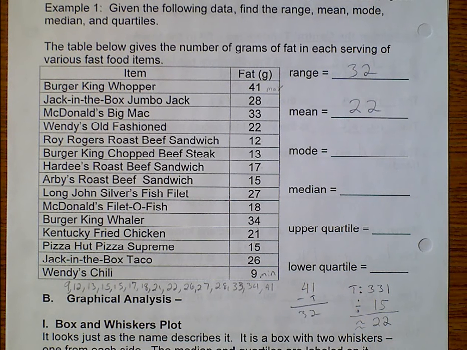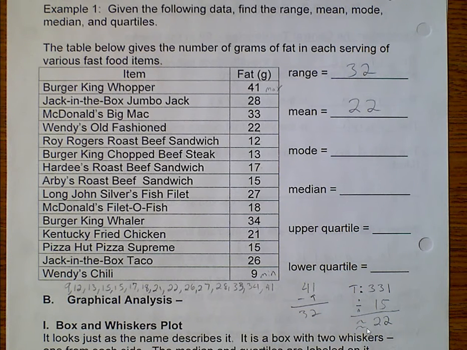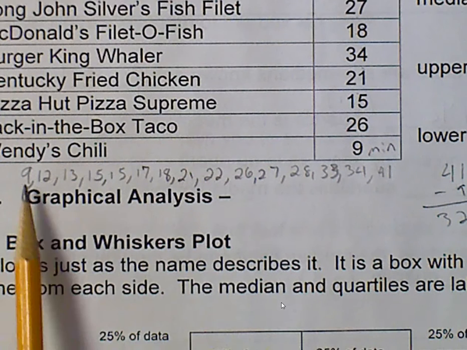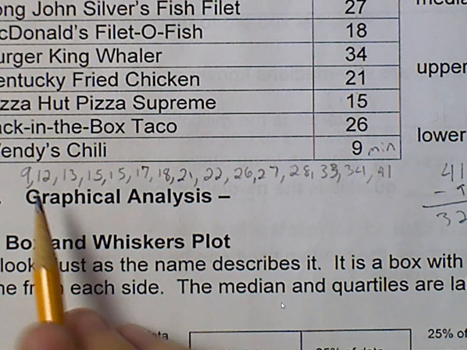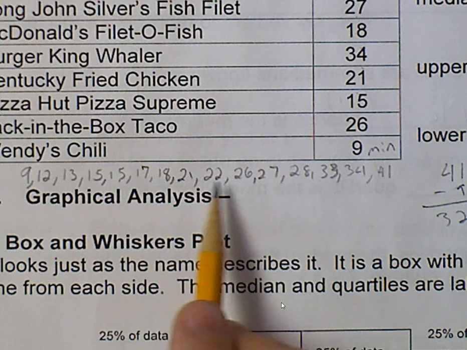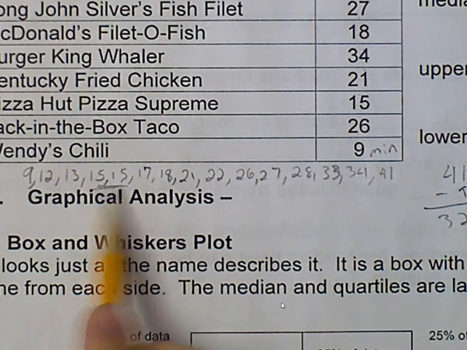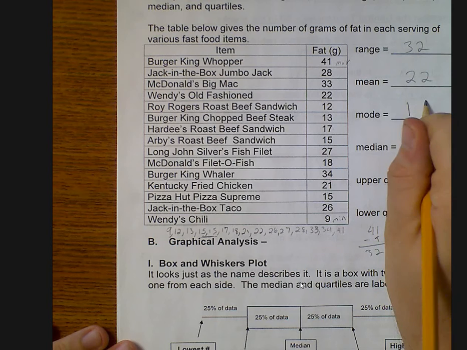Now for the mode, median, and quartiles, we want to make sure that everything is in numerical order. So I've gone ahead and already pre-written everything in numerical order. It's kind of small, so I'm going to blow that up for you. I've just rewritten all the numbers in order. And now I'm going to look for my mode first. Well, I've got two 15s. That's the only thing I have double of. So that means my mode is 15.